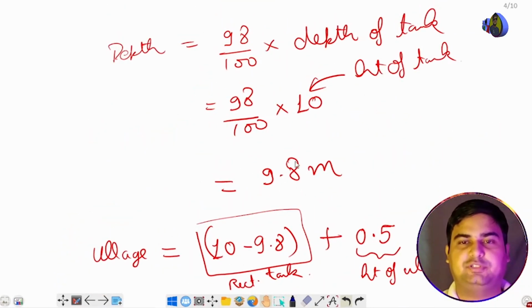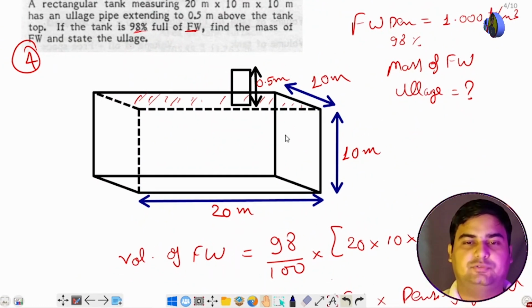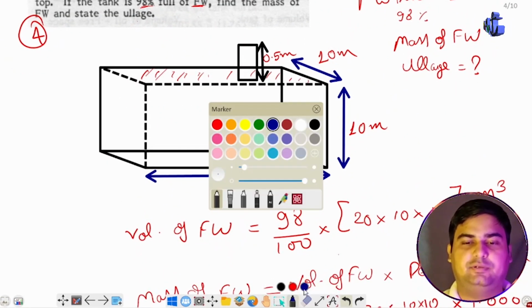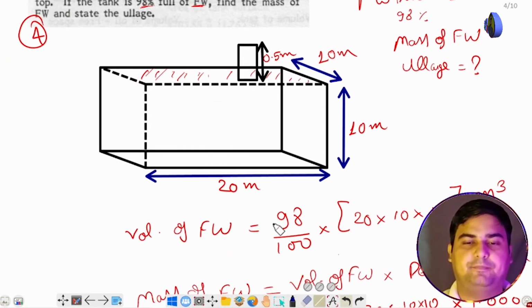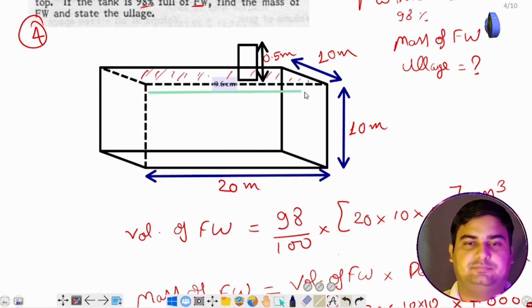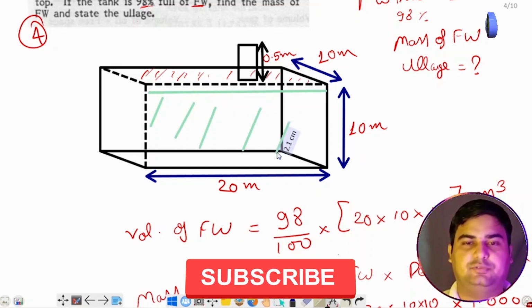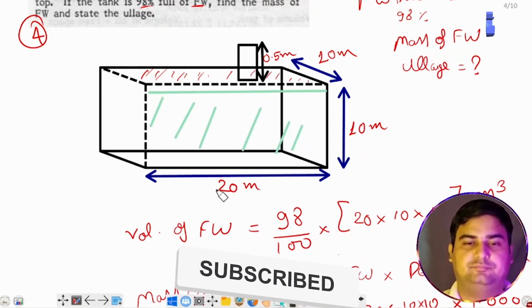For these types of questions, the diagram is very important. So you first draw the diagram and then you will come to know. So finally, we know that the water is filled till this level, leaving 0.2 meters from the top. So this is filled with water, that is fresh water.